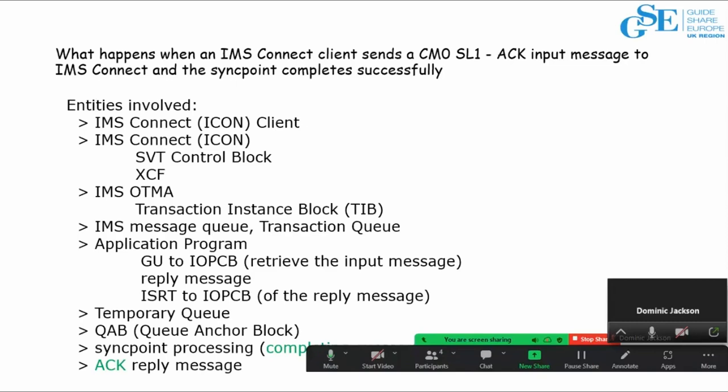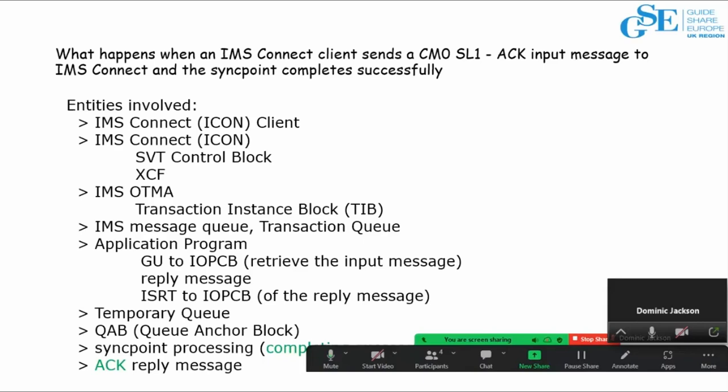The first branch is the IMS Connect client sends an ACK message. So the IMS Connect client receives the reply message from IMS Connect, and then it sends out an ACK reply message back to IMS Connect. So this is the first branch that we are taking. The IMS Connect client can then go ahead and process the reply message. Very simple, because it has sent out a positive acknowledgement back to IMS Connect, which means that it is now ready to go ahead and process the reply message that it has received from IMS and then IMS Connect.